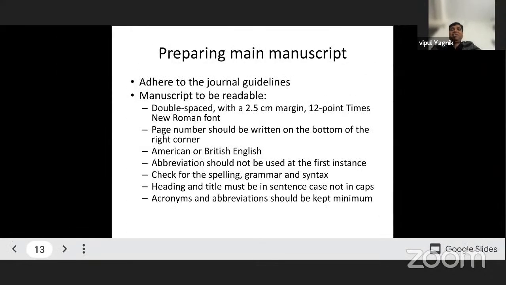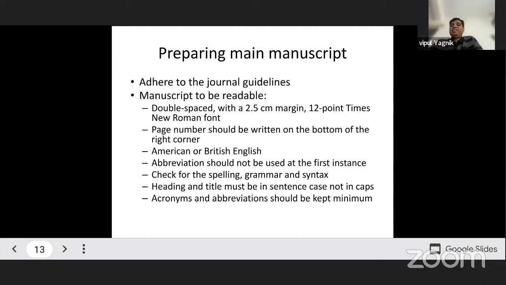Preparing the main manuscript. Before preparing any manuscript, you have to go through the guideline laid down by the journal. Every journal has a page, the instructions for authors or author's guidelines. So that is the first thing to be done. Second thing, the manuscript must be readable. Usually it is to be double spaced with 2.5 centimeter margin, 12 point Times New Roman font. Page number should be written at the bottom right corner.